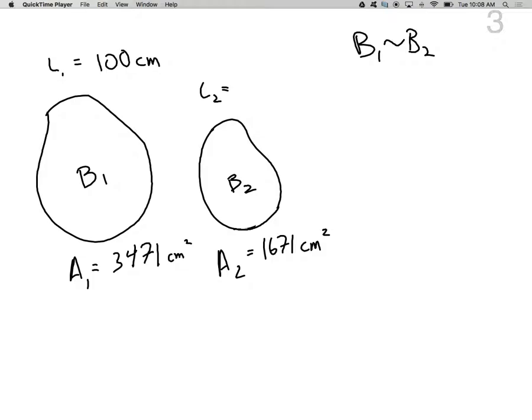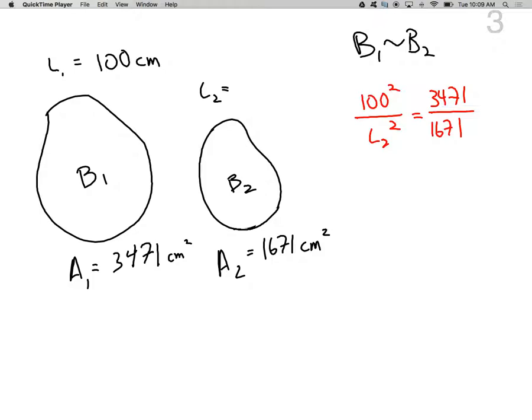Sarah, how'd you set it up? I did 100 squared over L2 squared equals 3,471 over 1,671. Okay, now let's talk about how did you solve this? So I squared 200 and I got 10,000 and I cross multiplied the two because now there's still L2 squared, but I just left that so I can square root.